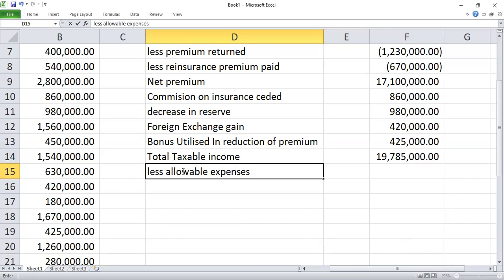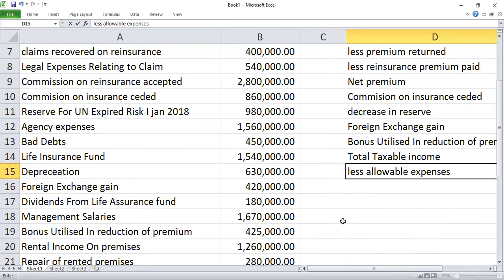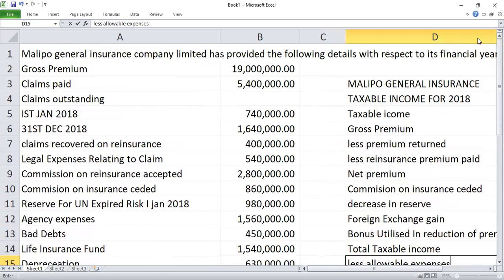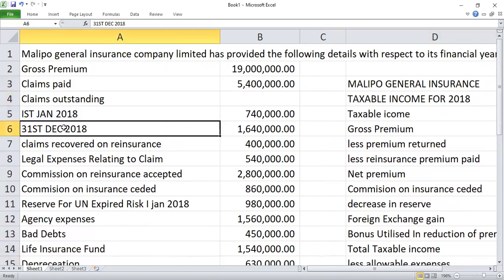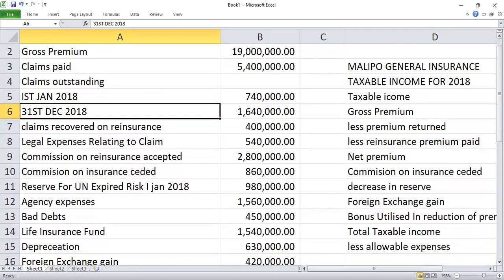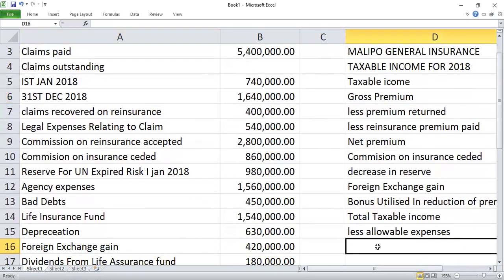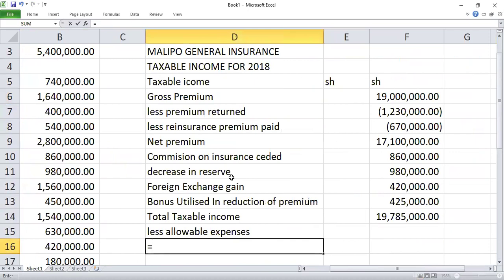Now we look for those allowable expenses. The first thing we need to study is the claim. Claims require some adjustment. If you look at the question, we have claims paid, claims outstanding at 1st January and 31st December, and claims recovered on reinsurance. The first thing we are going to start with is the claims paid.